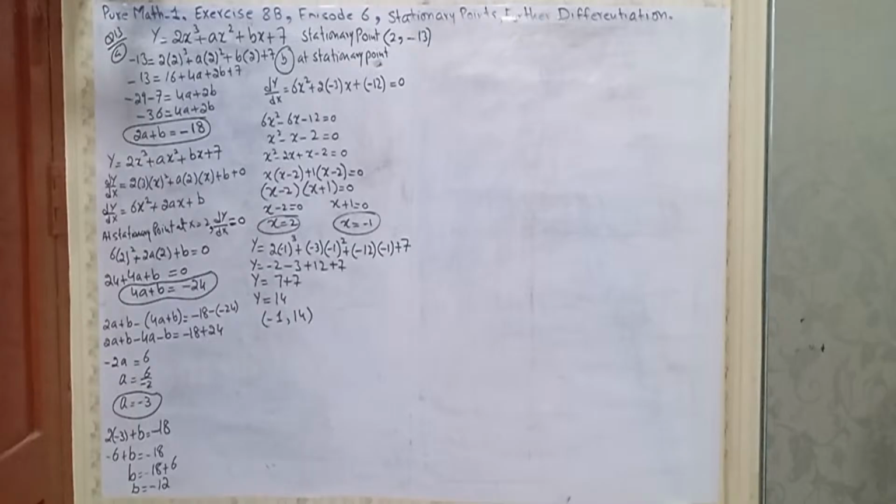Okay, now we have the c part for this. He says determine the nature of the two stationary points on the curve.